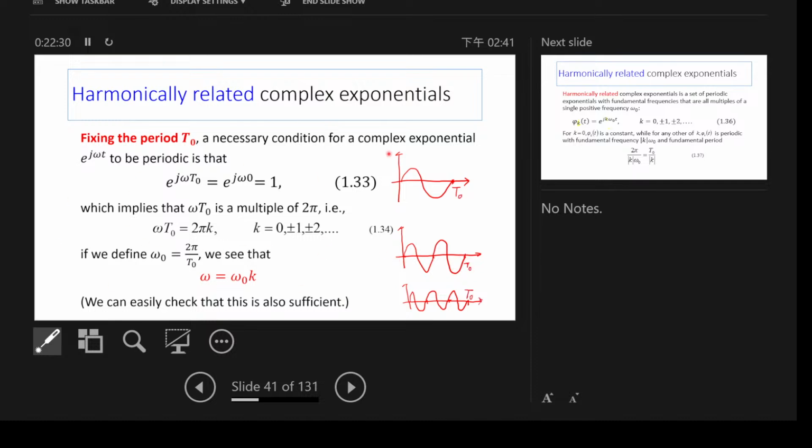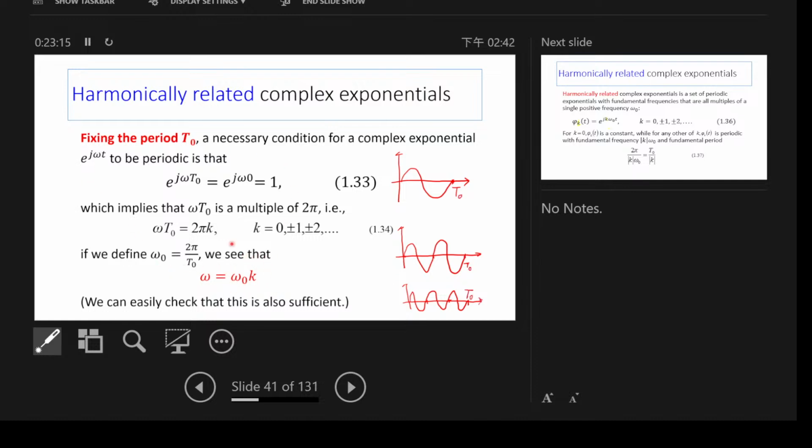And here is the mathematical derivation of the fact. You want t naught to be a period for your signal e to the j omega t. Then you want e to the j omega t naught to be 1, and that means omega t naught needs to be a multiple of 2 pi. Then your omega should be k times 2 pi divided by t naught, and we define this 2 pi divided by t naught as omega naught. Then we see omega should be some integer multiplying this omega naught.